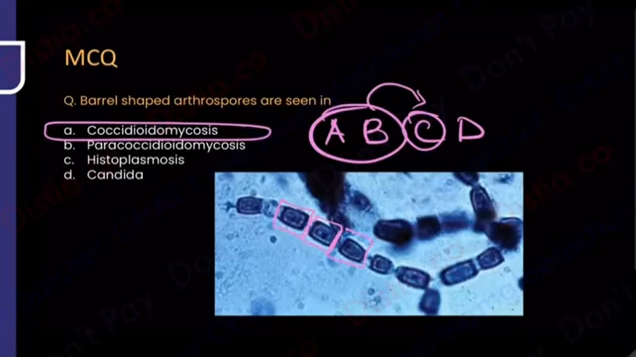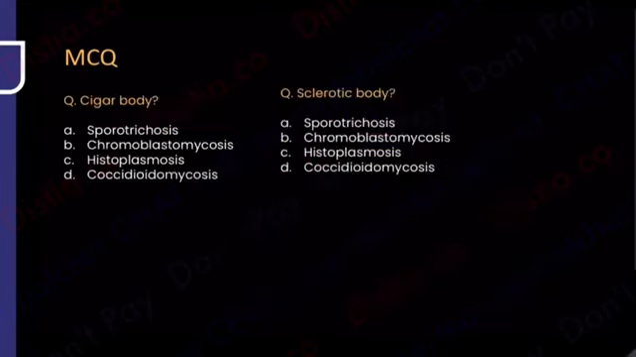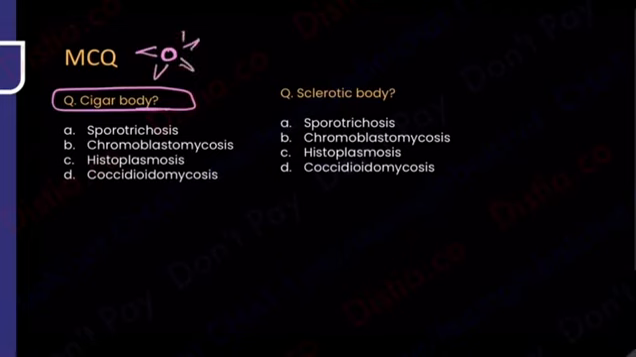Okay, let's pick up two or three quick one-liners. Look at this question. Where do you see the cigar body? Cigar, the good life. Cigar, an asteroid. So the cigar body in the center and the asteroid around it. The good life is going to be Sporothrix schenckii.